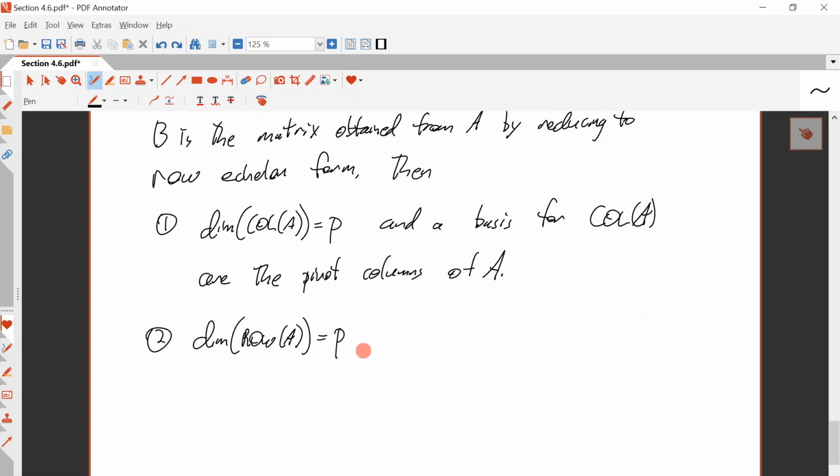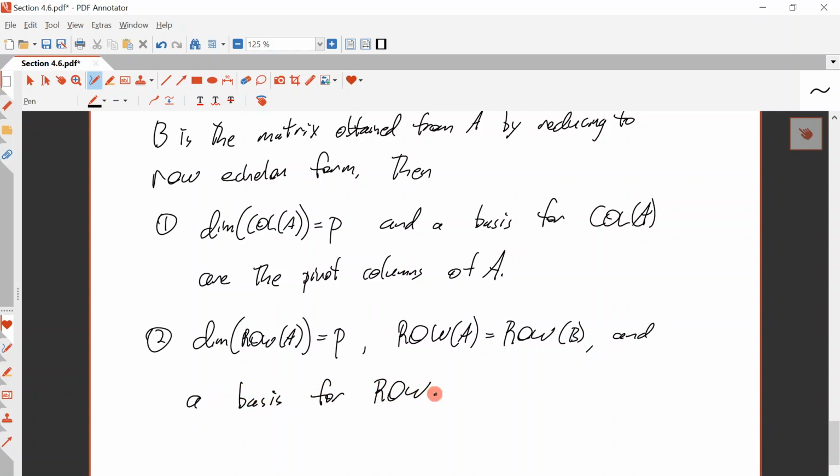The dimension of the row space of A is equal to P. The row space of A is equal to the row space of B, and a basis for the row space of A are the pivot rows of B, not A, of B.